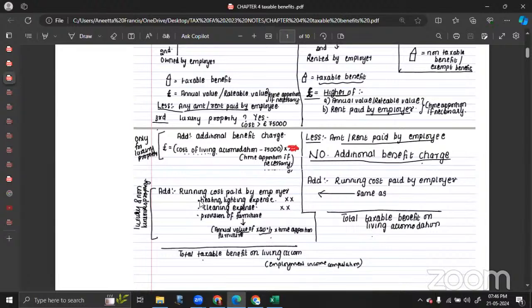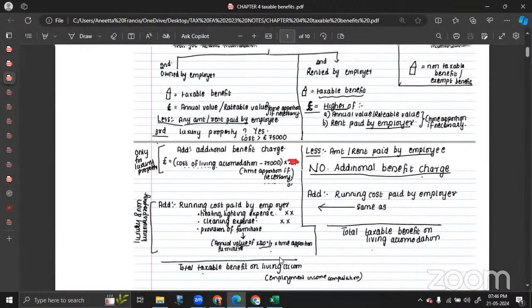Finally, you need to check whether any running cost was paid by the employer. You have to add that. Provision of furniture, 20% is added and time apportioned. So you will get your total benefit on living accommodation.